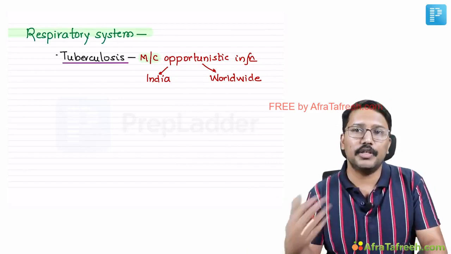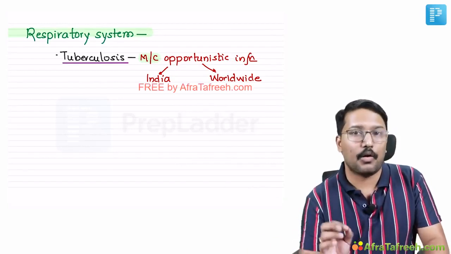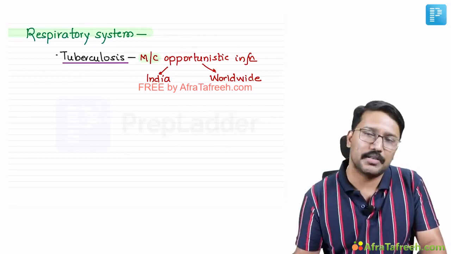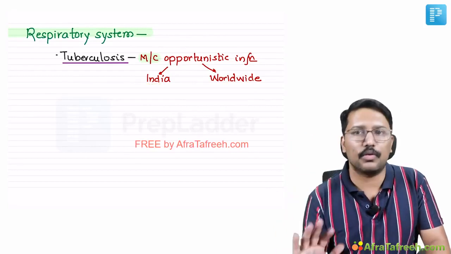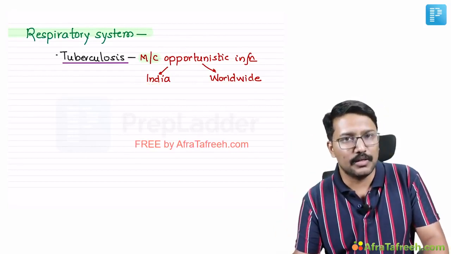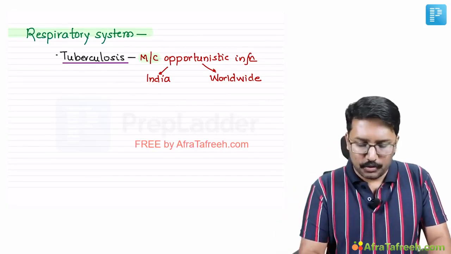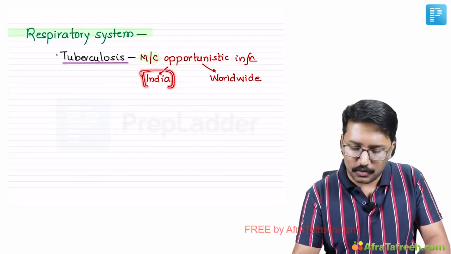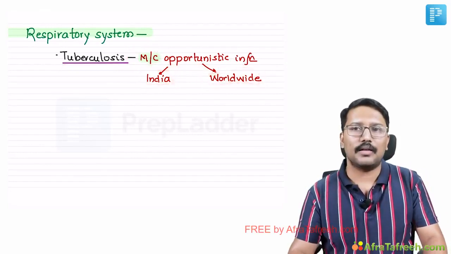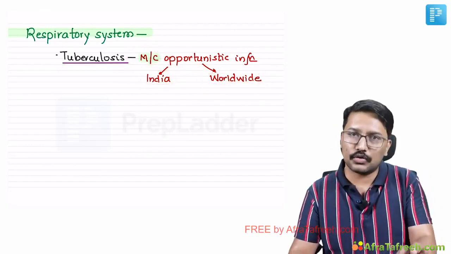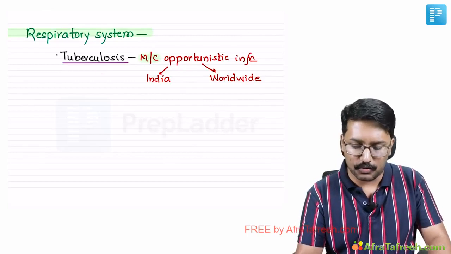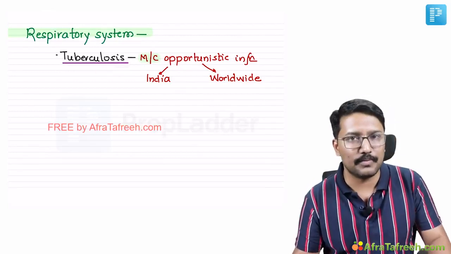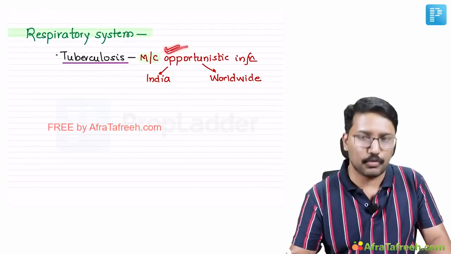The second thing is the majority of patients with HIV infection already have latent tubercular infection, right? They're already exposed. Reactivation is much more common. So once the CD4 count drops below 500, there is reactivation of tuberculosis. Tuberculosis is the most common opportunistic infection in India, and worldwide also. So overall, in an HIV positive individual, the most common opportunistic infection is tuberculosis. Clear? I'm not only talking about the respiratory system. Overall, the most common opportunistic infection is tuberculosis.